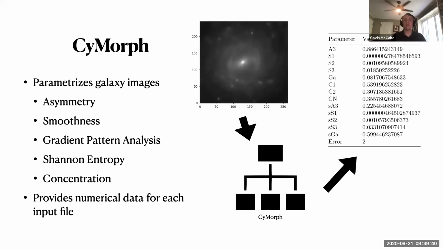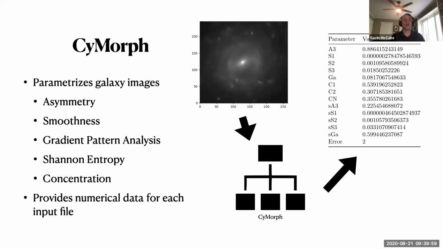So let's talk a little bit about SciMorph and what it actually does. So we basically give it a photo of a galaxy, as I've shown here on the right, and it gives us some information about the asymmetry, the smoothness, gradient pattern analysis, Shannon entropy, and concentration of this galaxy. And it's a good estimation of some of these parameters in real life.